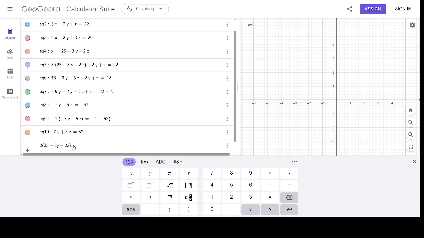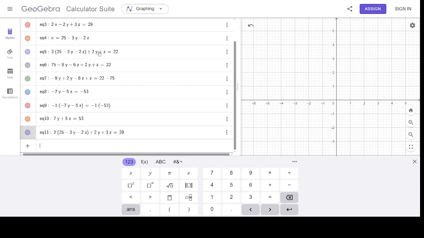Then we continue with the other terms. We say plus 2y, this here, 2y, then plus 3z, like that. So this 2y plus 3z is equal to 29, okay?